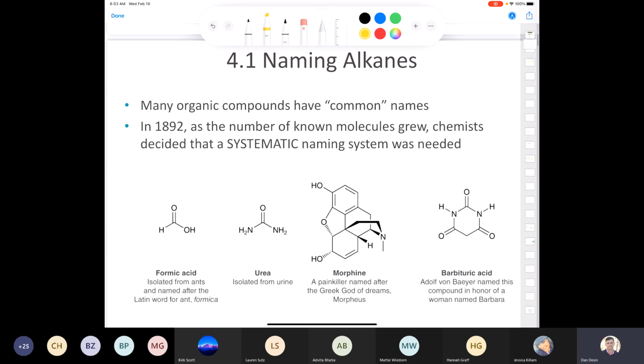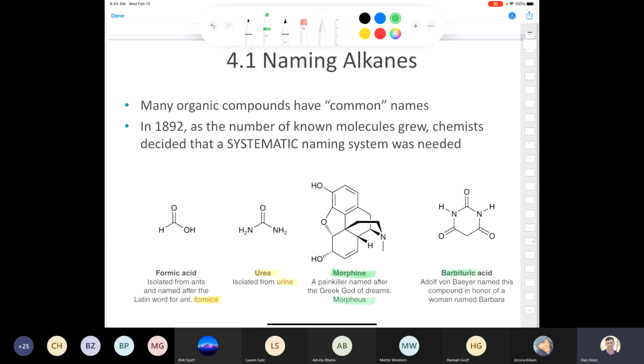If you just look at these four molecules here, you see we have formic acid. Now, where does that name come from? It doesn't come from any kind of systematic name. It's actually named after the Latin word for ant, formica. Urea is isolated from urine, so it's kind of easy to see the connection there. But then you get into some that are a little more interesting, like morphine. Like, where does that name come from? Well, it's actually named after the Greek god of dreams, Morpheus.